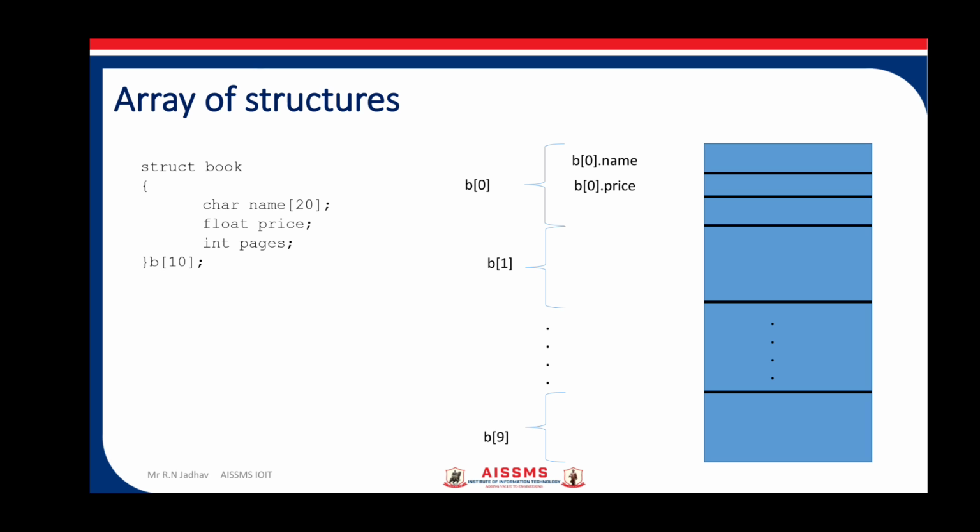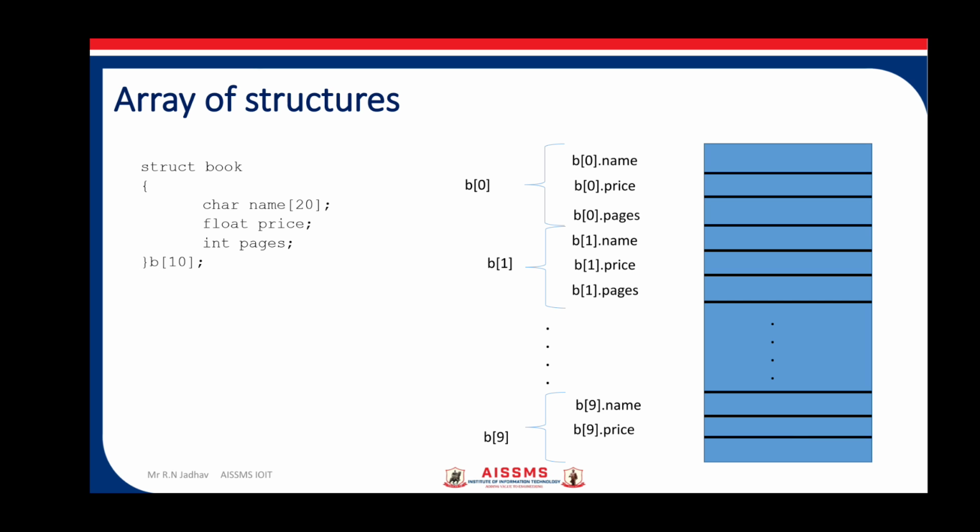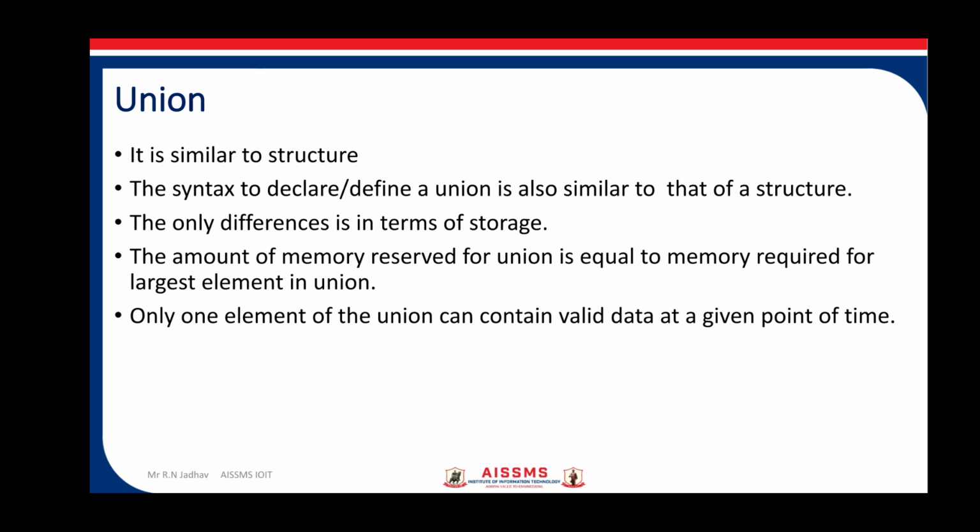And how can that be accessed? For the first book, it can be accessed as b of 0 dot name, b of 0 dot price, and b of 0 dot pages. Similarly, for book 1, you can access it as b of 1 using the dot operator. And for the last book, b of 9 dot name, price, and pages. So this is how you can access the elements in an array of structures.